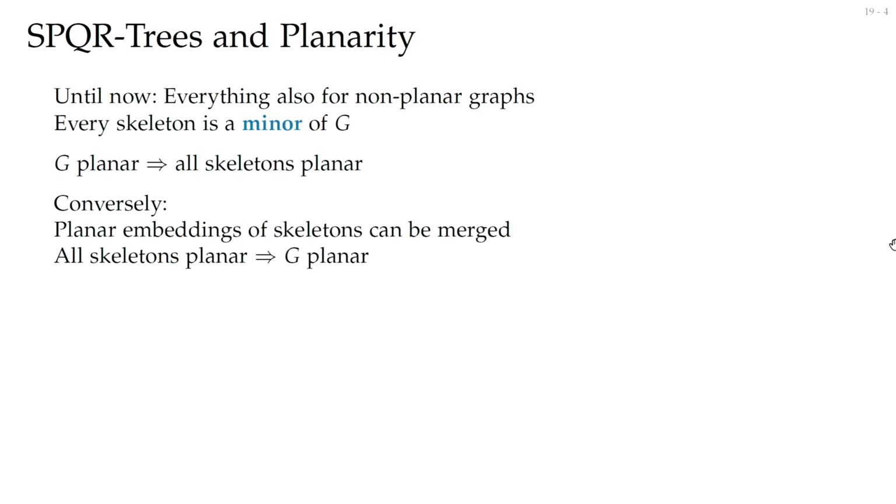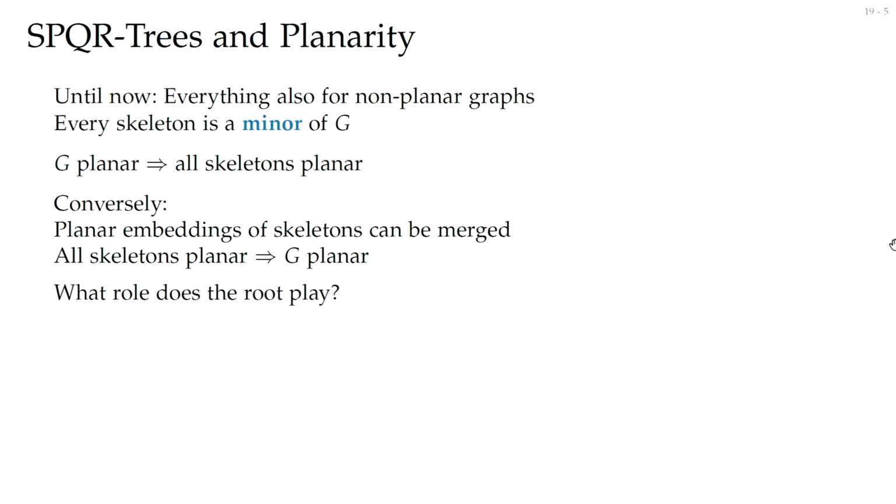Also, the other way, if we get a planar embedding of every skeleton and we merge everything together, then we get a planar drawing of the whole graph. So if we start with something planar, then everything we get is planar. And if we make sure that the embeddings are also plane, we get something plane in the end. But you have to be careful that you don't create any crossings there.